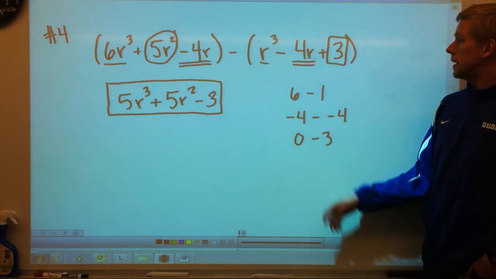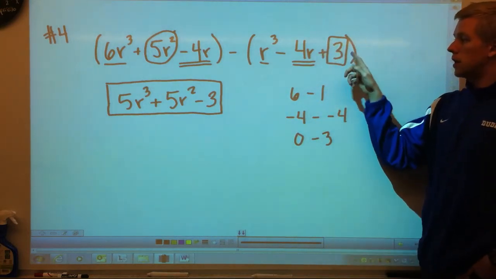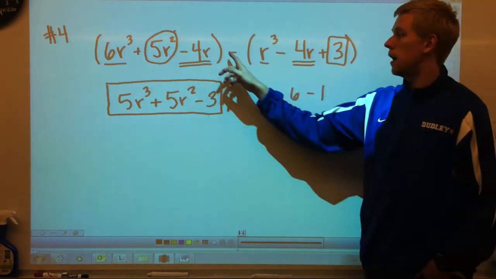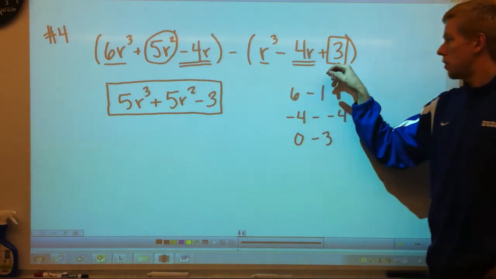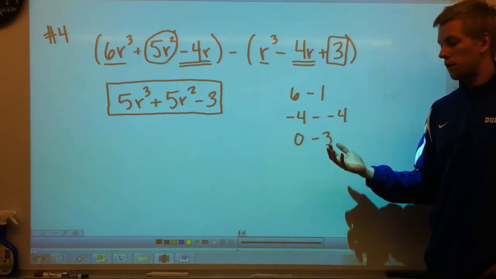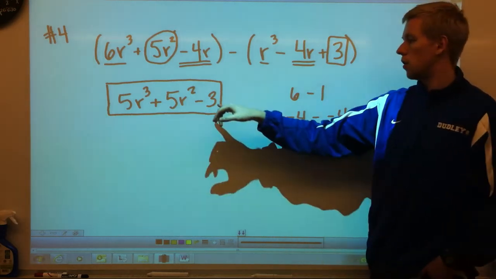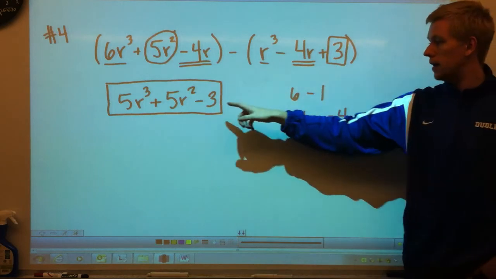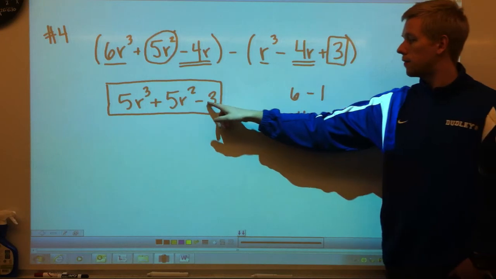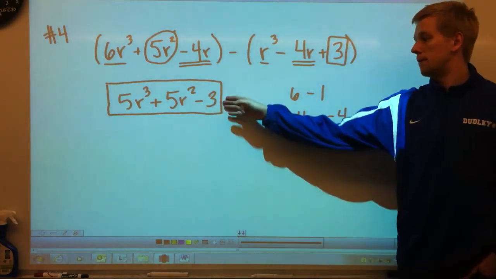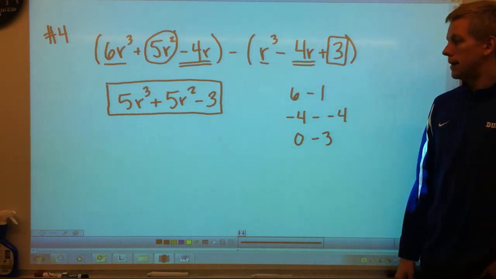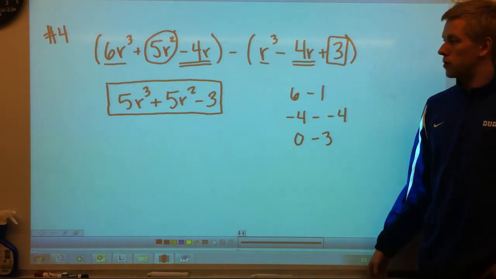The last term I see is a 3. So I boxed that 3 in. If I looked over here, nothing matched my 3. So now I have to think of it as nothing minus 3. 0 minus 3, well, that's just simply negative 3. If you type that in your calculator, you would get negative 3. So negative 3 is what I have to tack on the end. Even though there was a plus sign here, I have to remember I'm subtracting that 3. So I have to subtract 3 on the final answer. So it was 5r cubed plus 5r squared minus 3 as a final answer for subtracting.